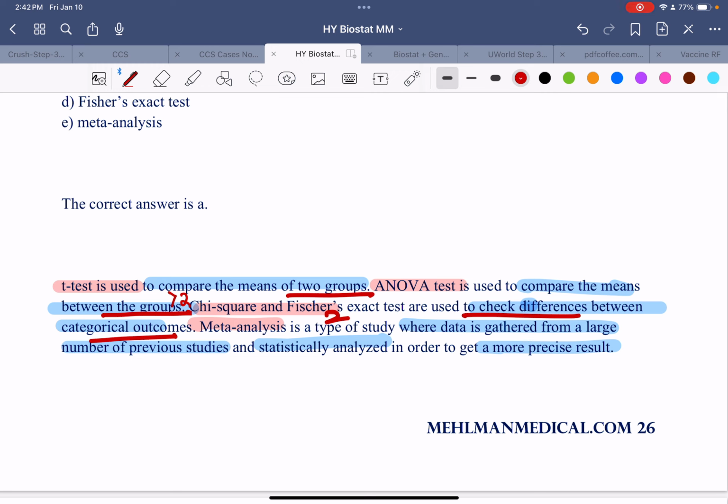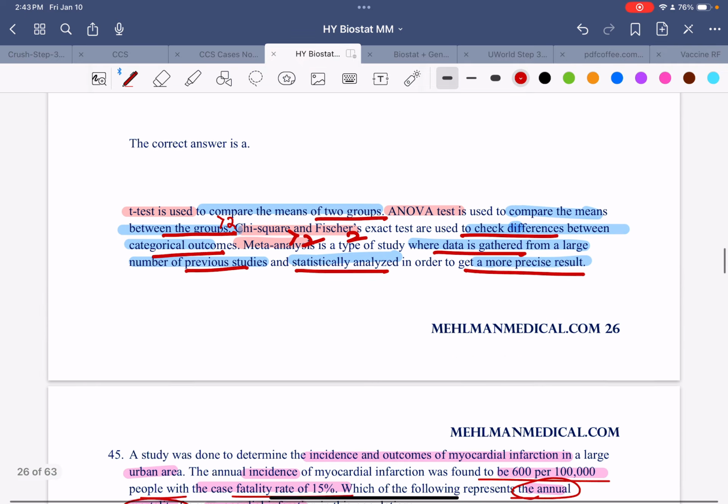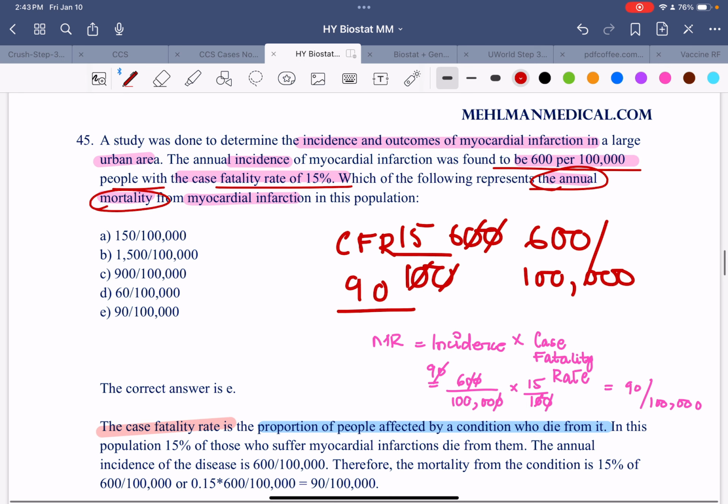Check the difference between categorical outcomes in greater than two groups: chi-square test. Data gathered from a large number of previous studies and statistically analyzed to get more precise results is known as meta-analysis. Okay. Question number 45.